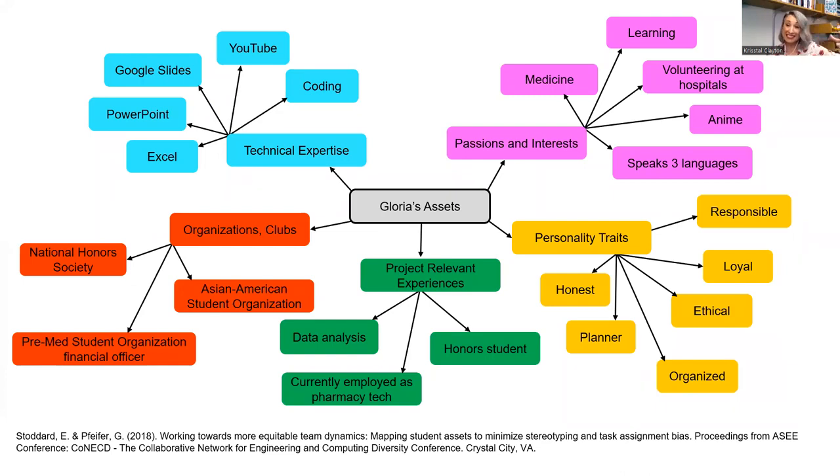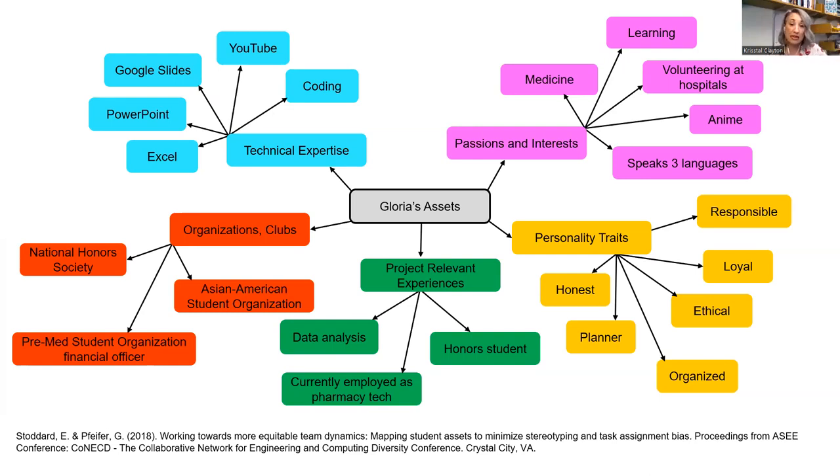So this is actually an example of what a skills concept map would look like. In the middle, you have Gloria, and then radiating from the center name, you're going to have these areas of technical expertise, organizations and clubs, project relevant experiences, personality traits, and passions and interests. So every student in your class would have to have all of those included. And then from there, students make it their own.